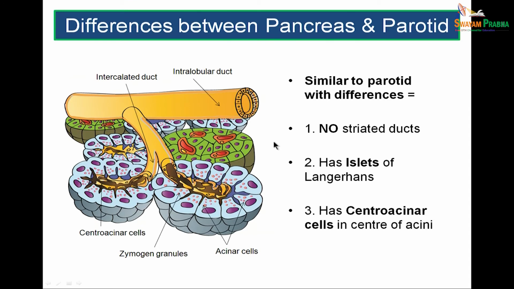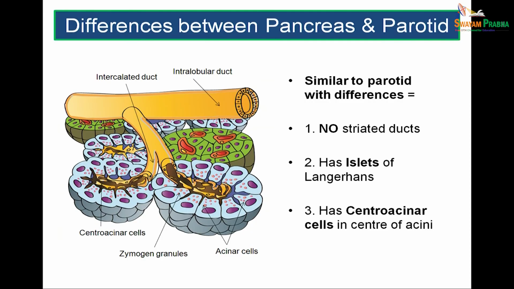What are the differences between the pancreas and the parotid? So, the exocrine pancreas and the parotid gland. The parotid is a salivary gland. It is a serous type of gland and can look very similar to the exocrine part of the pancreas.